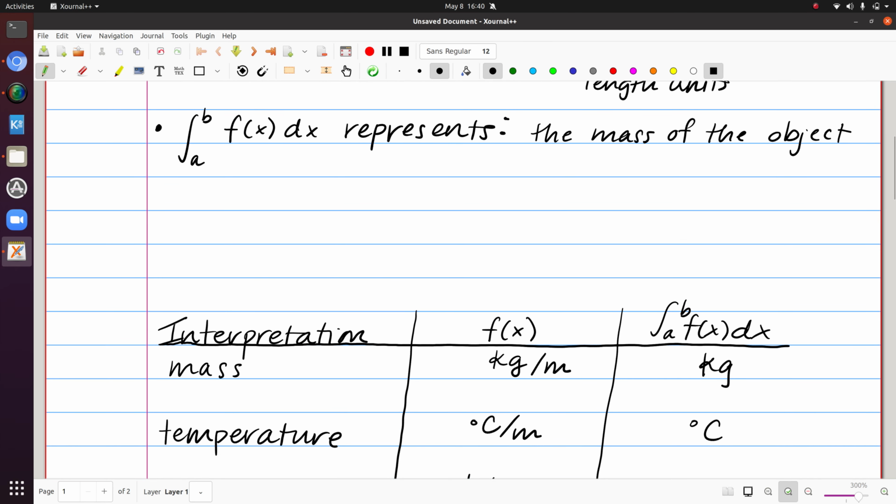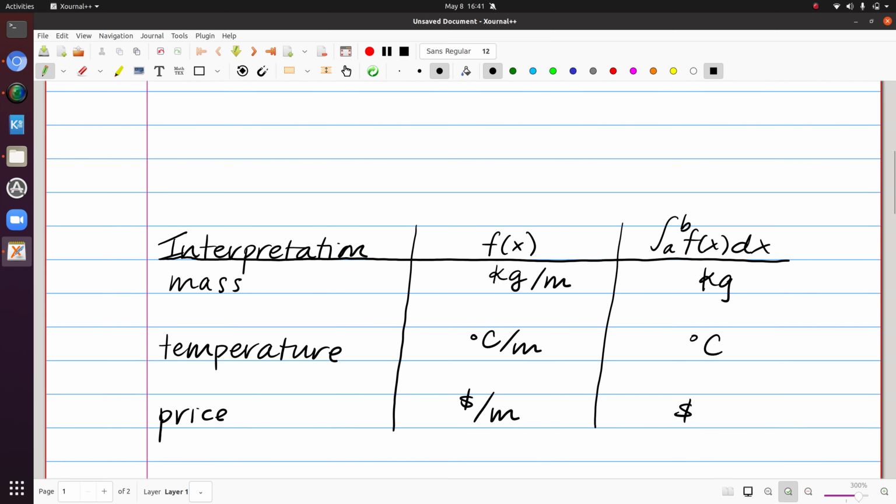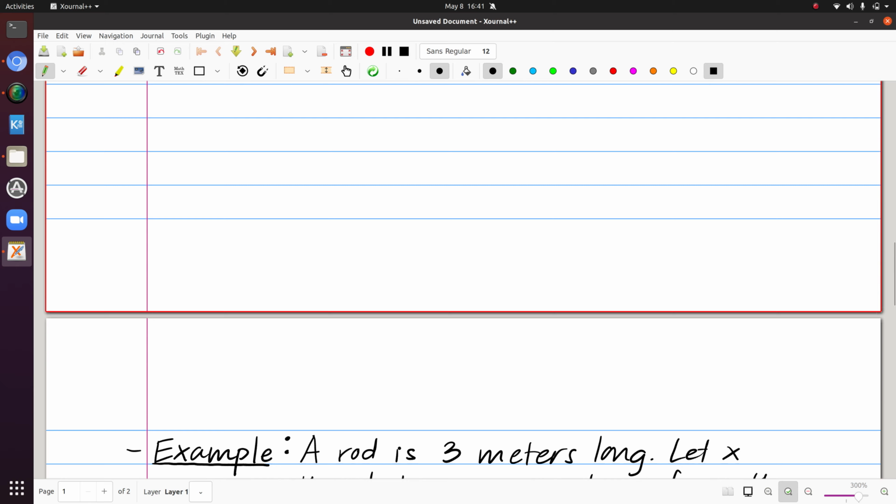You could also have that f of x gives you the temperature in degrees Celsius per a given meter. And in that case, if you were going to integrate that function, the result would give you the temperature in degrees Celsius. You could also have a situation where f of x measures price per meter. And then in that case, if you were to integrate f of x, you would get units of just dollars. So these are just broader interpretations. Like I said, it depends on the context.